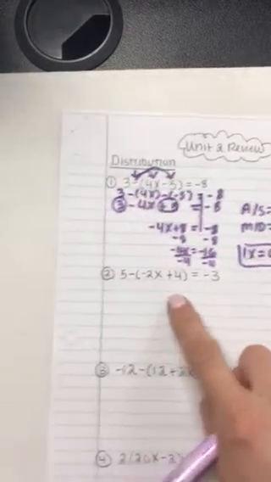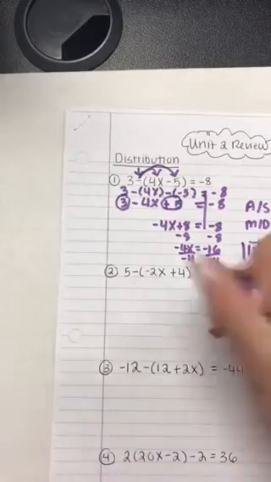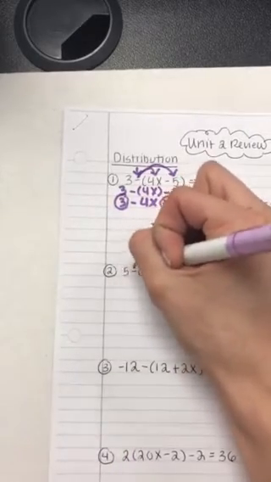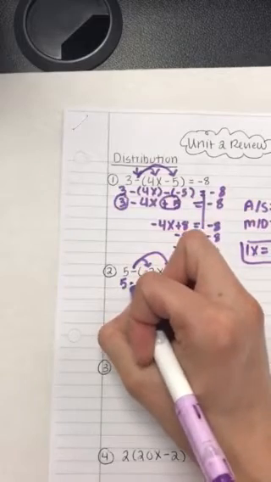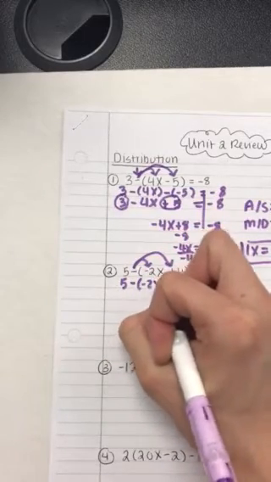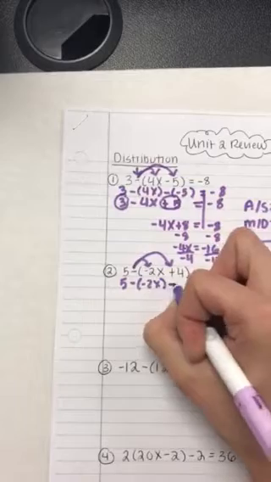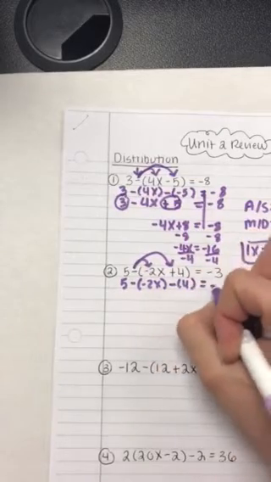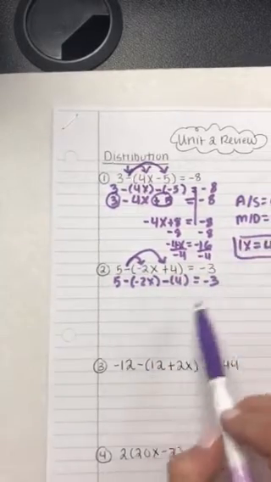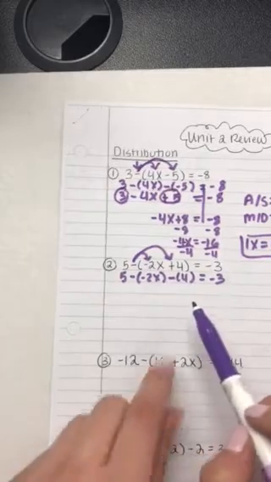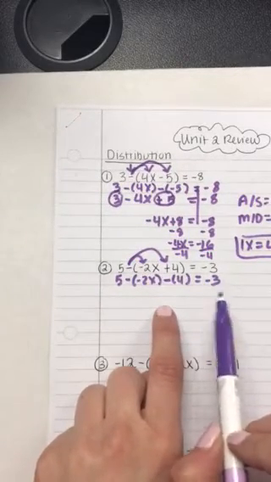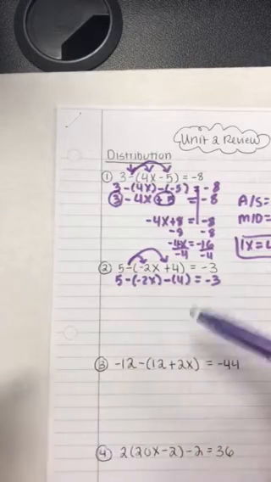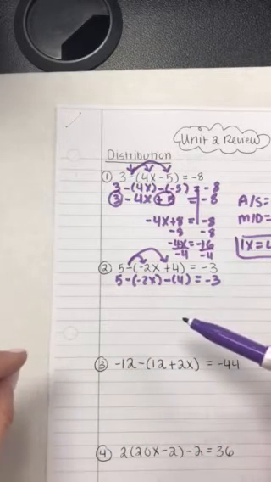Okay, over here you're looking again, and notice 5 is not smushed, the negative is. So we have 5, we have a negative times a negative 2x, and then we have a negative times a 4 equals negative 3. You are going to solve that from here. I want you to pause the video and solve that, and then when you start it again, we're going to jump to a different part of the review.